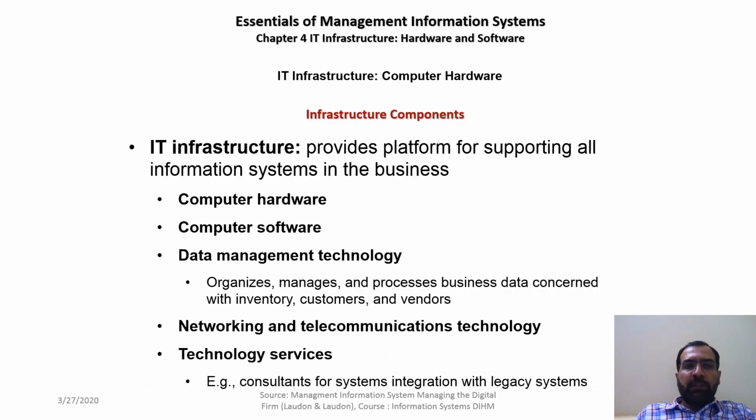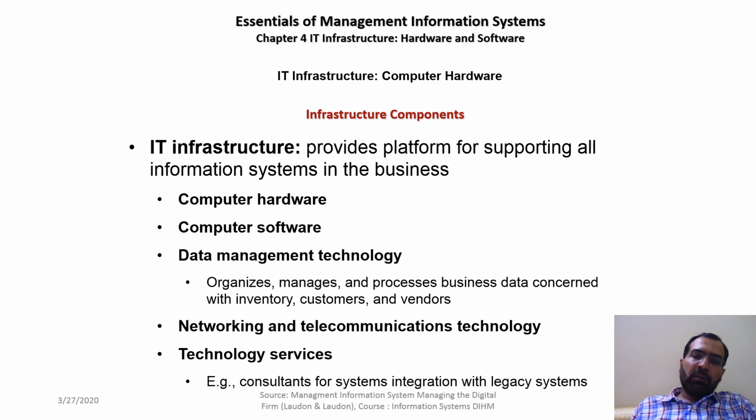Okay, we'll move on to the next slide, and that is regarding the IT infrastructure components. That provides a platform for supporting all information systems in the business. So IT infrastructure includes the computer hardware, the computer software, data management technology, network and telecommunication technology, and the technology services. So of course, these are the 5 important components and pillars of the IT infrastructure. Without computer hardware, it will not work. So in any organization, they have to have the computer systems or laptop systems or workstations provided to all users.